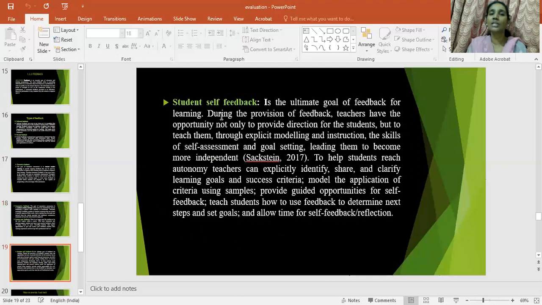The next is student self-feedback. It means here the learners are going to evaluate themselves and give feedback themselves. Here it is the ultimate goal of feedback for learning. During the provision of feedback, teachers have the opportunity not only to provide direction for the students but to teach them, through explicit modeling and instruction, the skills of self-assessment and goal setting, leading them to become more independent. It means the teacher is going to suggest to the students how they can improve themselves.